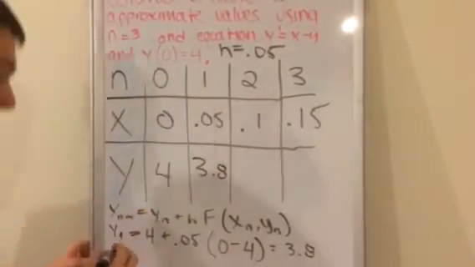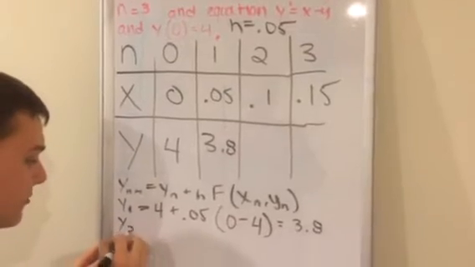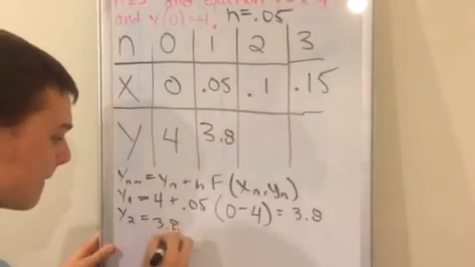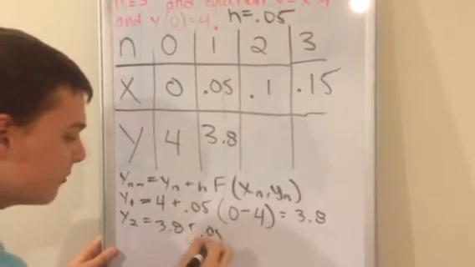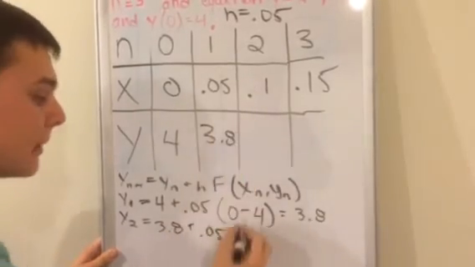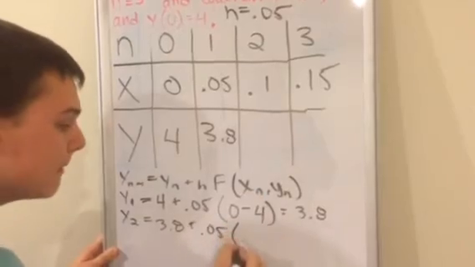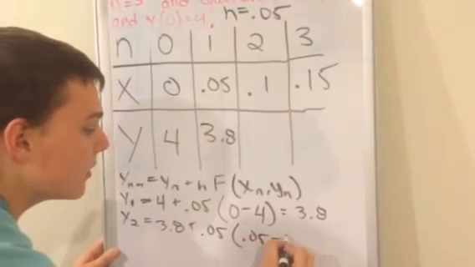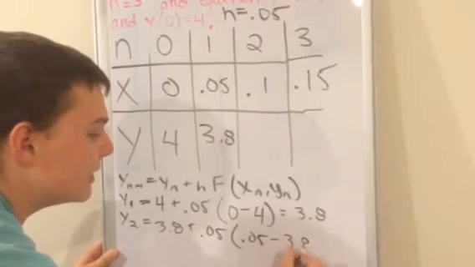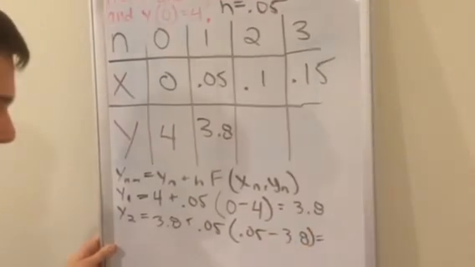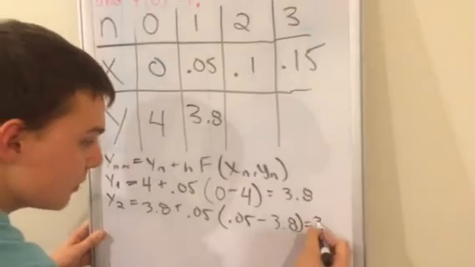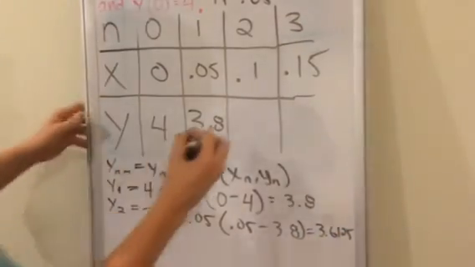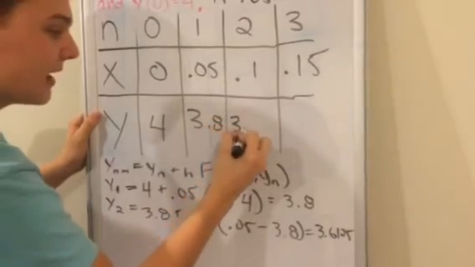Next, for when n equals 2, we have y of 2 equals 3.8 plus 0.05, which is our change in x, times 0.05 minus 3.8, which will give us 3.6125, about. So we put that there.